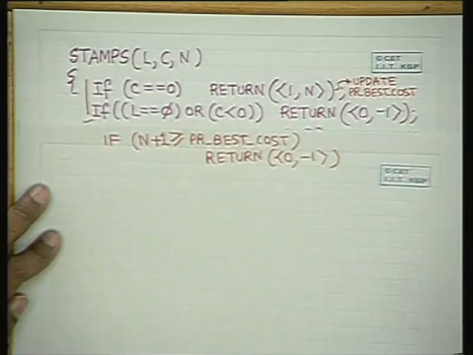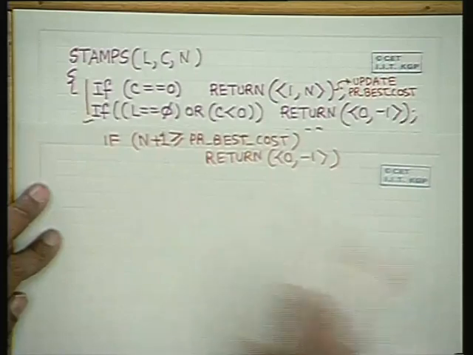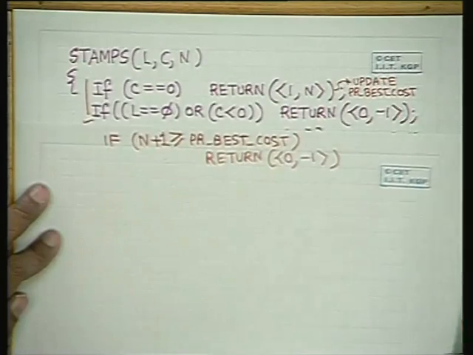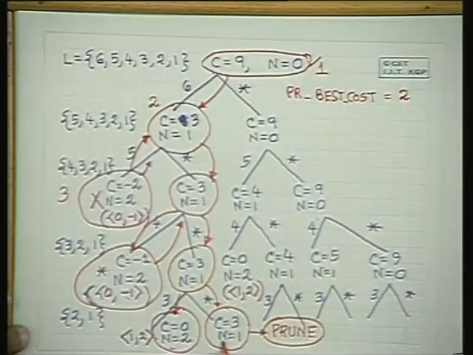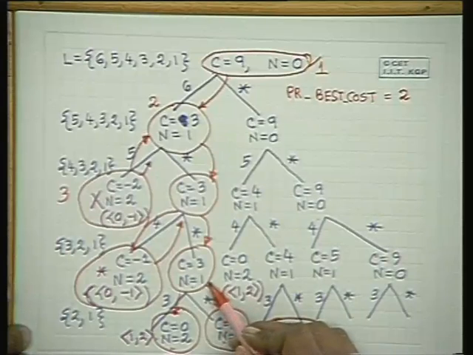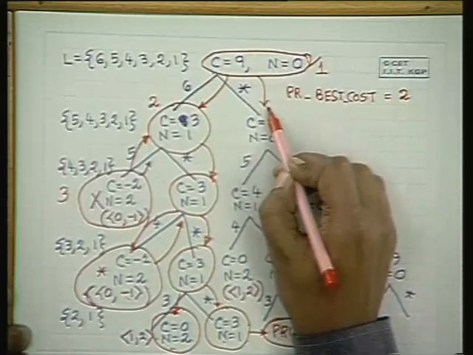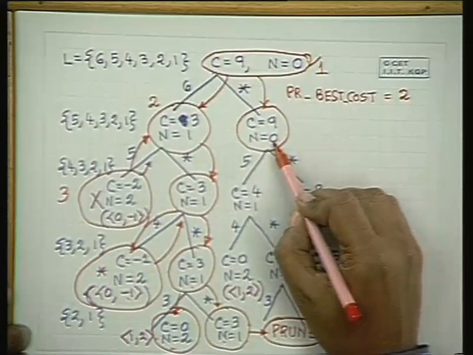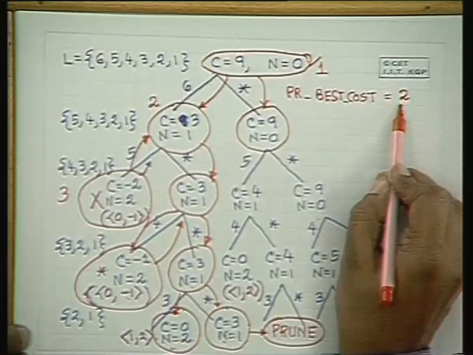When I get another solution, I will update the present best cost, because if the new solution is better than the present best cost, obviously I will update it. Otherwise, I will prune. So this pruning will help to reduce the search, which would have unnecessarily examined the whole portion below this. So here I prune, I come back here, I come back here, I come back here, I come here. Now what is the value of n plus 1? It is 1. So I cannot prune because n plus 1 is not greater than 2.